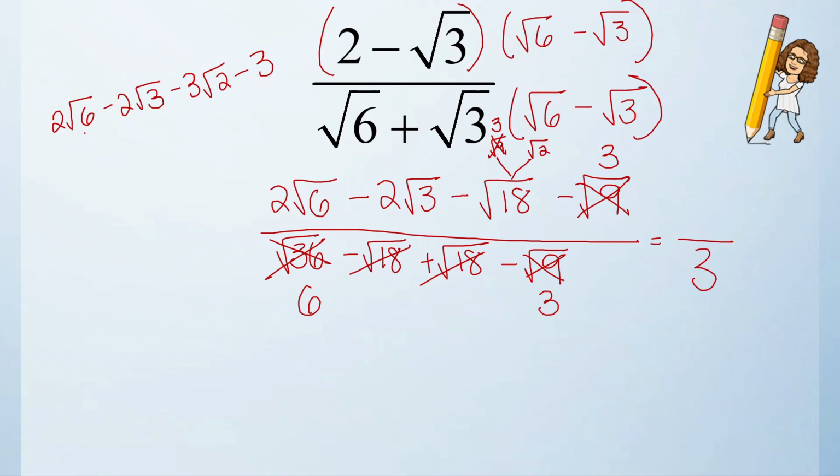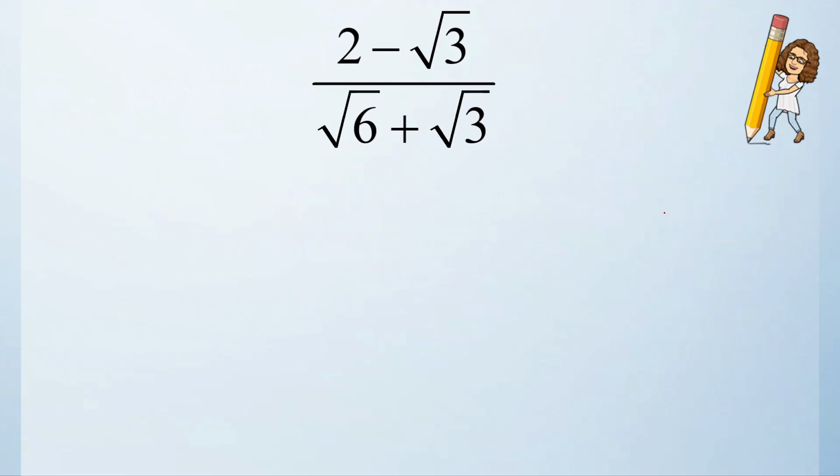You know what? Not a single one of these square root business simplify. You can't combine any of them. They don't have like radicals. So my official answer to this problem is 2 square root of 6 minus 2 square root of 3 minus 3 square root of 2 minus 3 all over 3. Whoof. Bad answer, right? But that's as simplified as far as it goes.